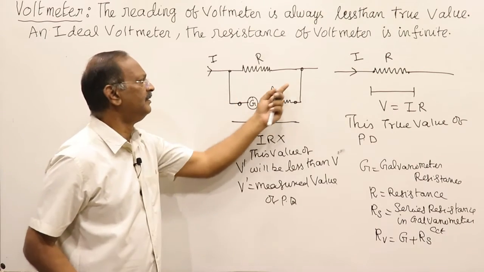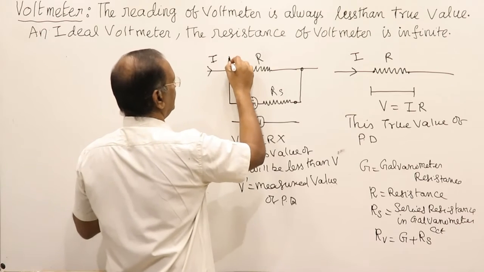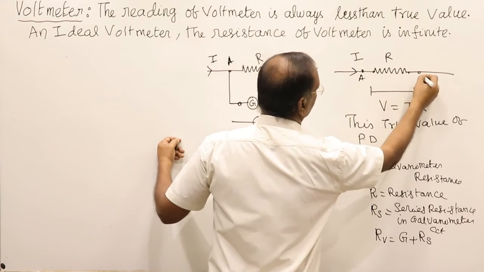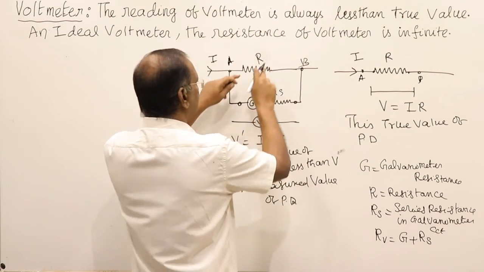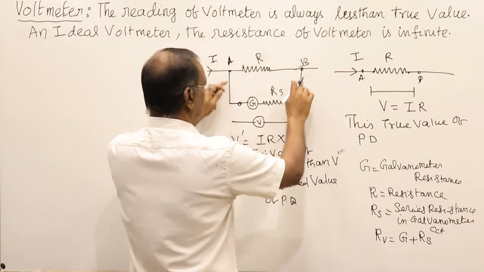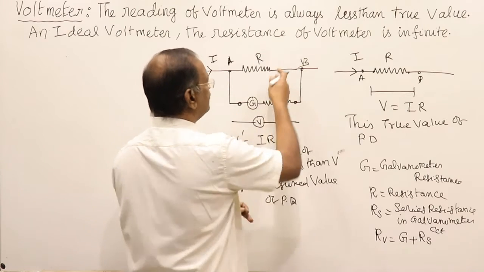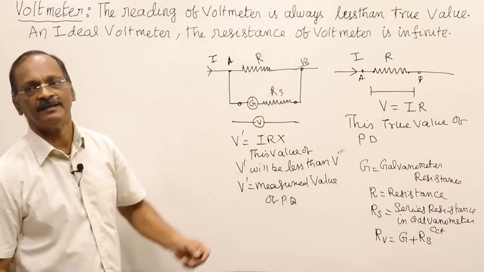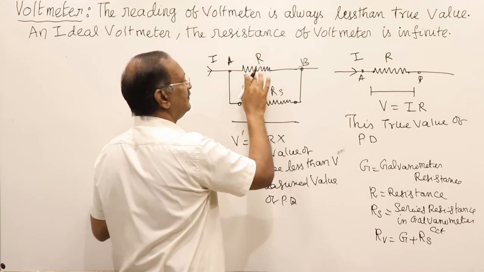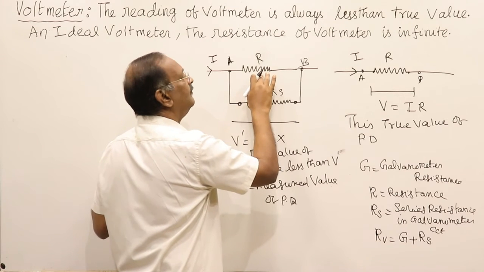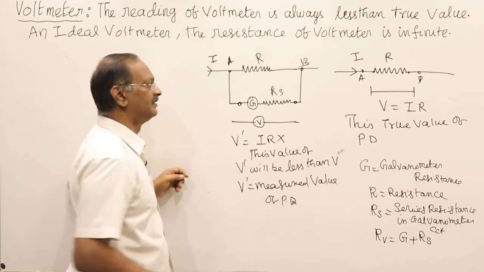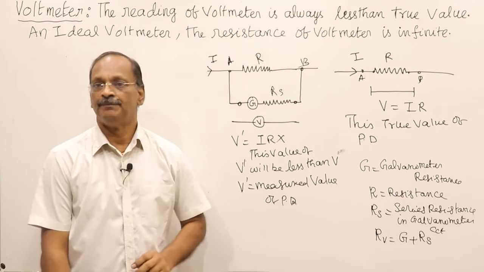Suppose this is point A and point B. We connect the voltmeter to measure the potential difference across this resistance. We connect this voltmeter across it, in parallel with it. We always connect the voltmeter in parallel in the circuit. So whatever is the value of the potential drop across the resistance should be the value of the potential drop across the voltmeter, because both are in parallel.